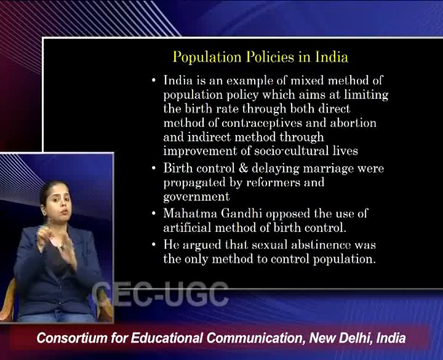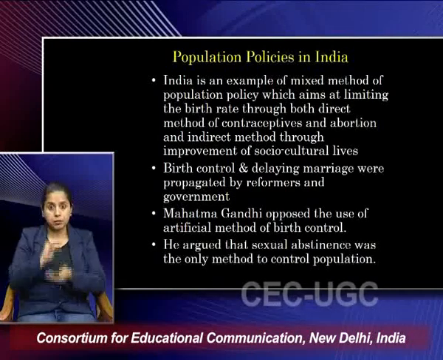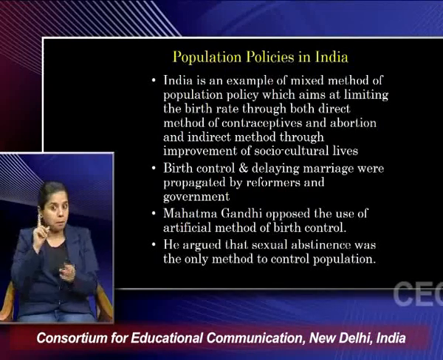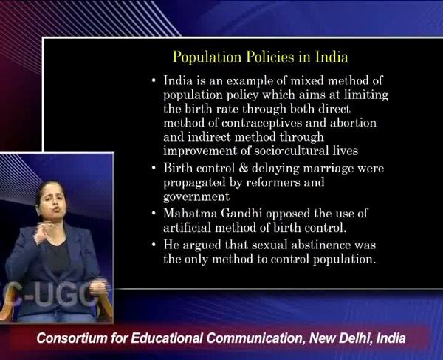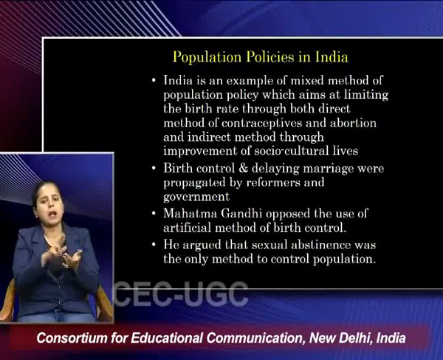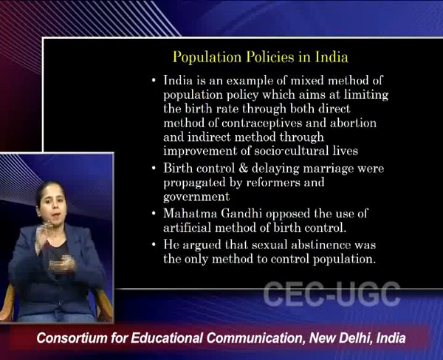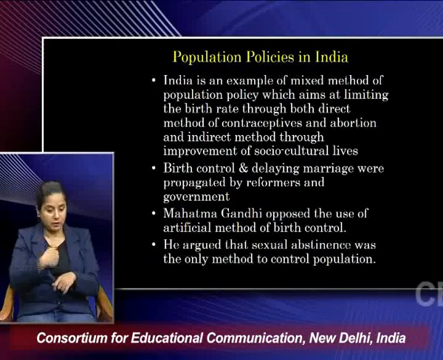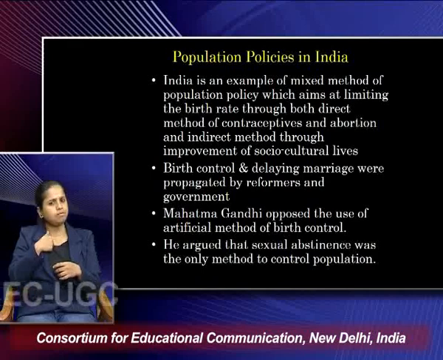Birth control and delaying marriage were propagated by reformers and the government. These are natural methods by which you can control population. That is, individuals themselves take on the resolution that they are going to have only two children, or they delay the age of marriage. So we don't get married at 18 or in the early 20s, but delay the marriage. So the fertility rate of women will get reduced, and it will impact the birth rate.